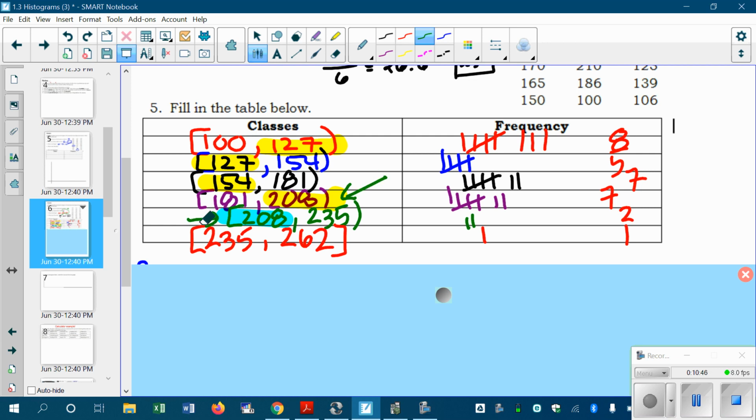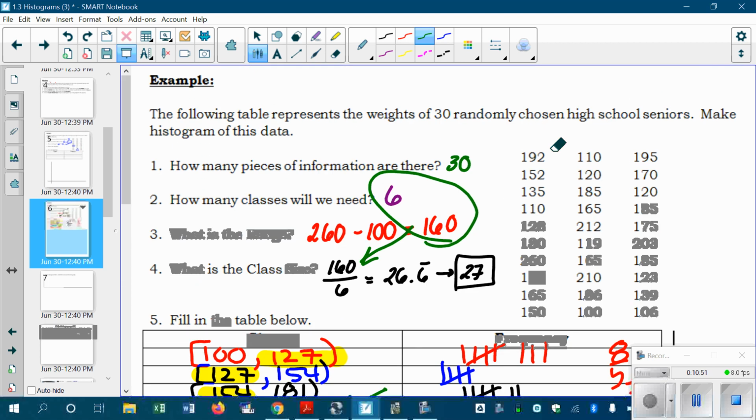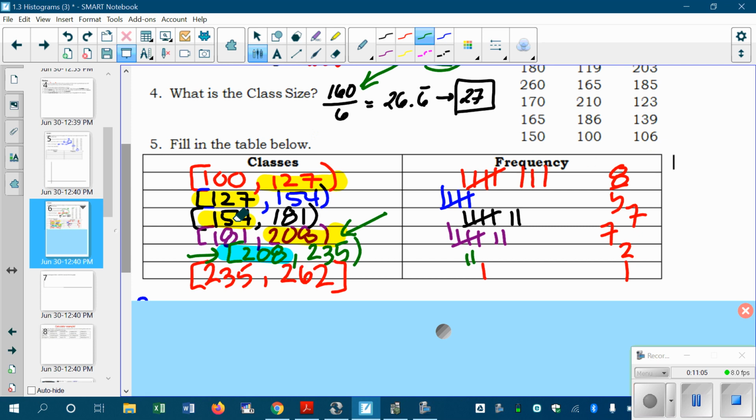Okay, and then you might notice I've worked ahead a little bit. What I did is I went through and I tallied. Now this part of the process is a pain, absolutely a pain, but it is not hard. Okay, so for instance, 192. I would cross that off. I'd say, oh, 192, you're in this bracket, and I'd make a tally mark.